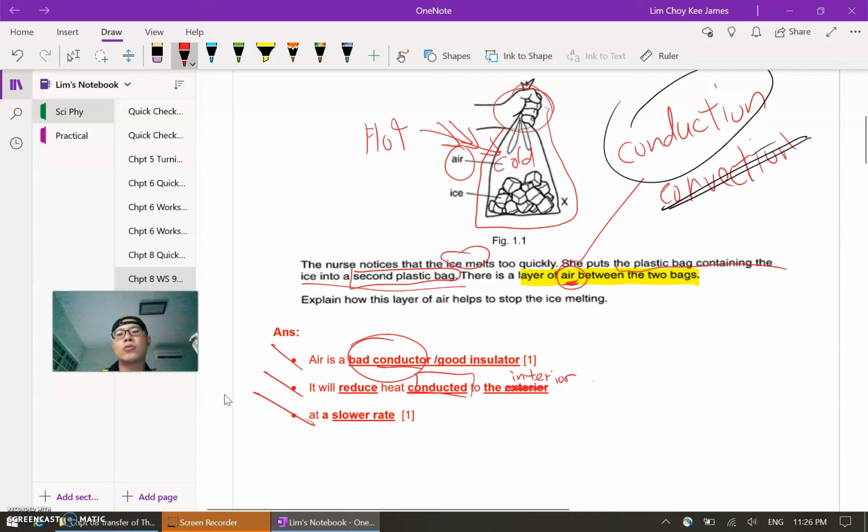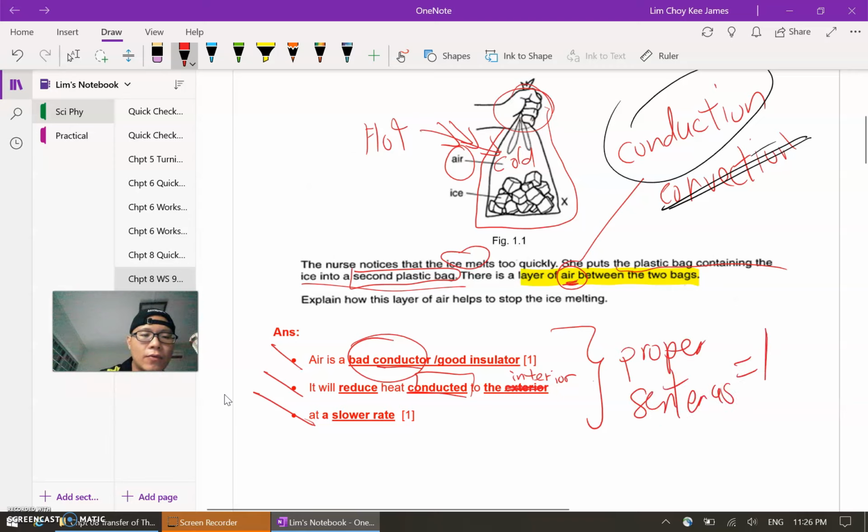So if you look at all these three keywords and you string them together into proper sentences, this will actually be your answer. For this particular question, it's quite easily done because it's always the same approach. First, identify whether it's a bad or good conductor. Second, whether it is to increase the conduction or to reduce the conduction, followed by using the correct tagging keyword, which is conducts.